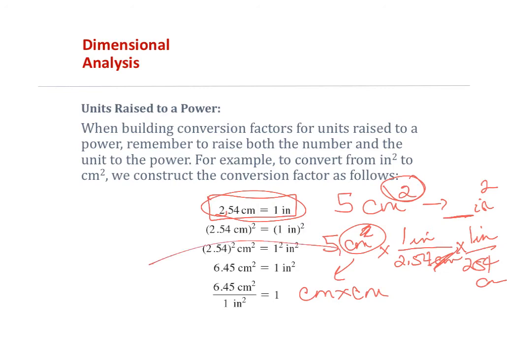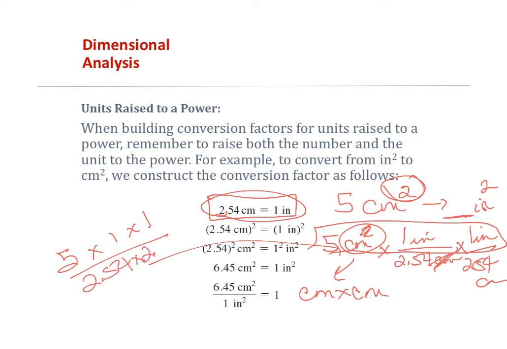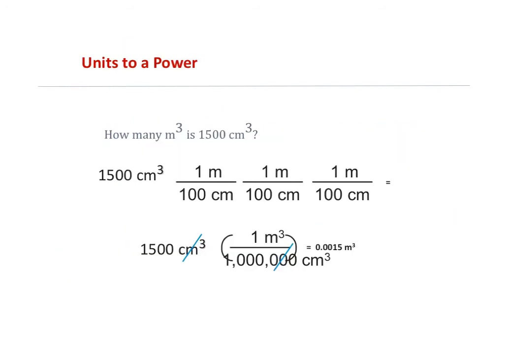So how you get your answer, it's going to be 5 times 1 times 1, so pretty much everything in the numerator, okay, divided by 2.54 times 2.54. All right. So let's do a sample of those.